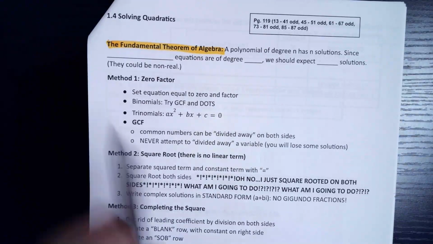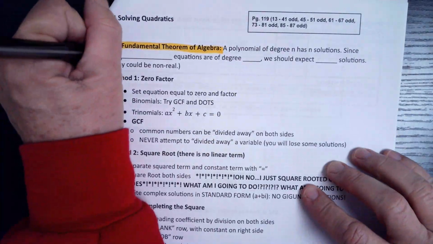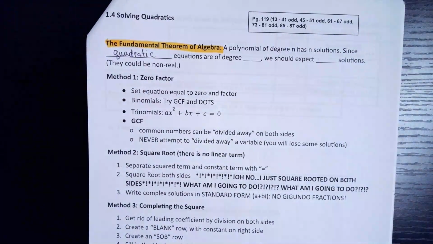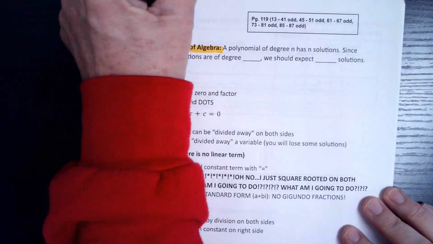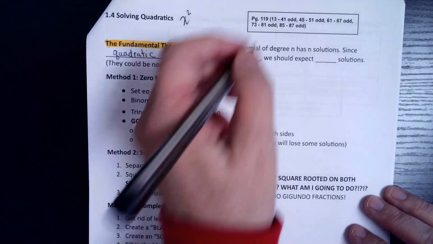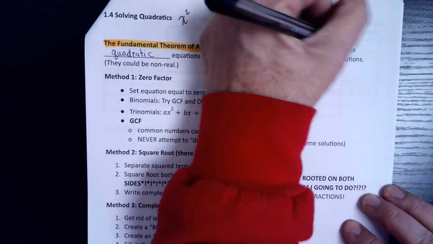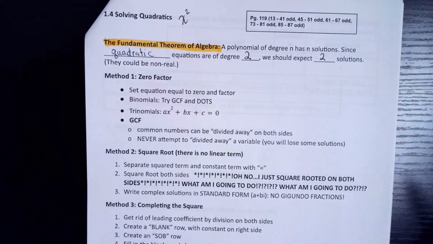So we're talking about quadratic equations. My first blank here is quadratic equations. Do you know what makes an equation a quadratic equation? The x squared. The highest exponent is a square. So we would say quadratics are equations of degree 2, and that means we should expect 2 solutions. If we were doing cubic equations, you would expect 3 solutions. So that's the fundamental theorem of algebra.